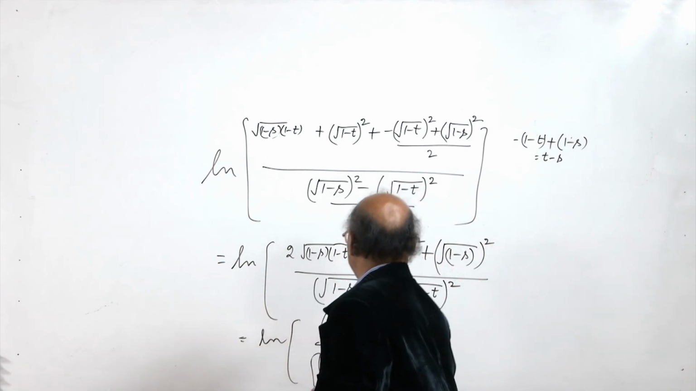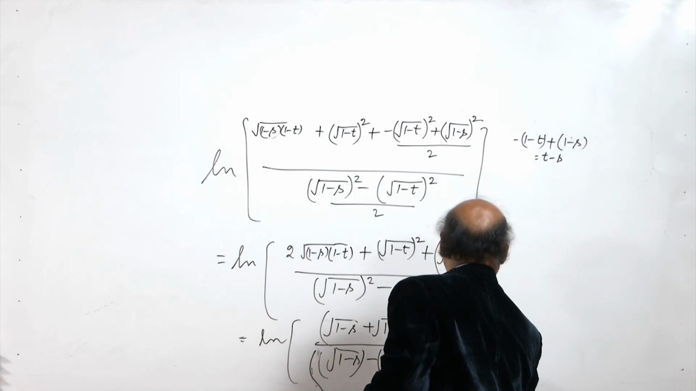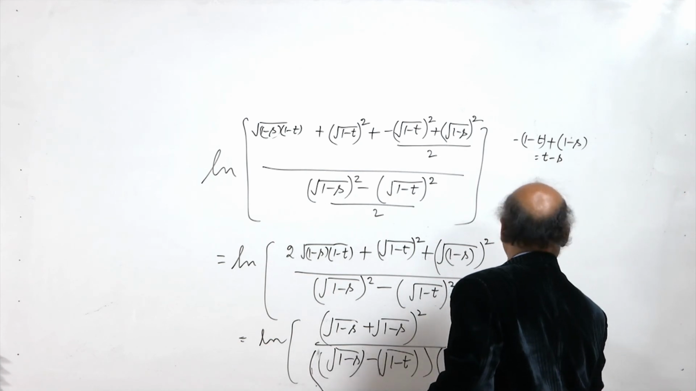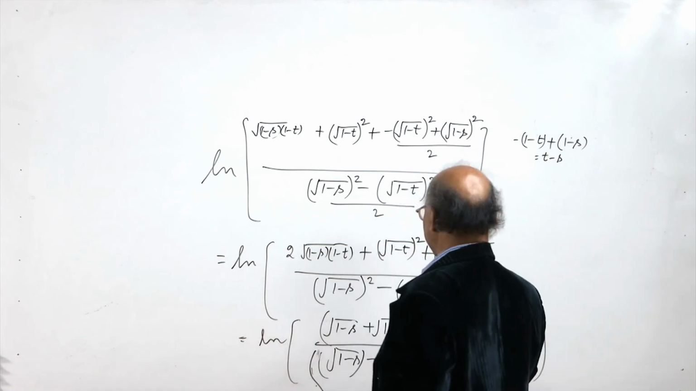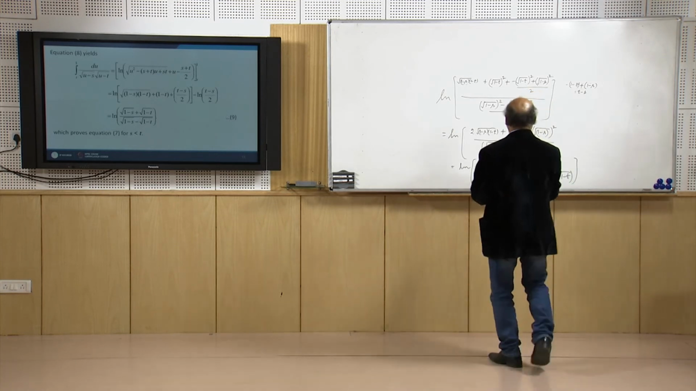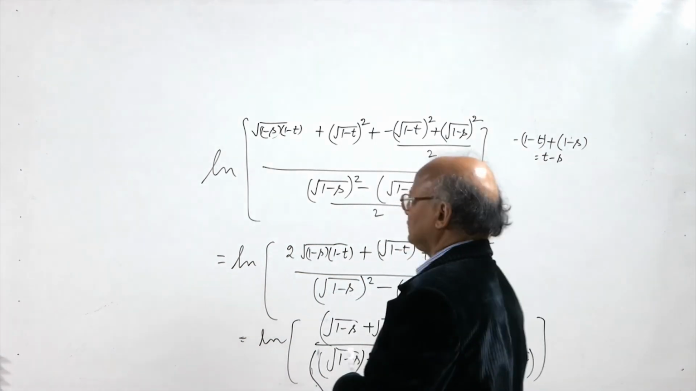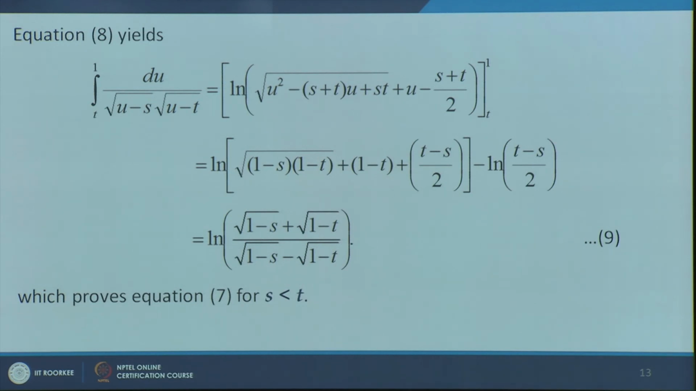Let us factor the denominator. So this cancels with the numerator, and we get ln of under root (1 minus s) plus under root (1 minus t) upon under root (1 minus s) minus under root (1 minus t). Now which proves the result, the identity, for s less than t.